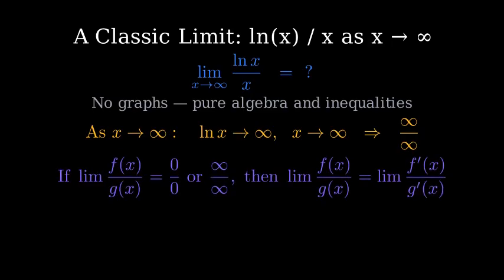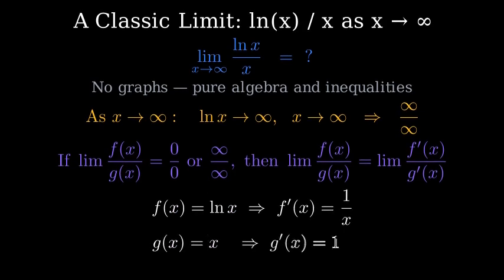L'Hopital's rule says, if the limit of f of x over g of x is an indeterminate form, like 0 over 0 or infinity over infinity, then the limit equals the limit of f prime of x over g prime of x, provided that limit exists. Here, f of x is ln of x, so f prime of x is 1 over x. And g of x is x, so g prime of x is 1.